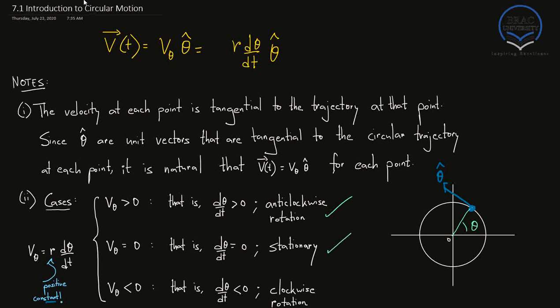And in the third case, where v theta is less than 0, that just tells me that d theta by dt is less than 0. d theta by dt less than 0 means that this angle theta is decreasing. That must mean that the particle is moving in a clockwise direction.